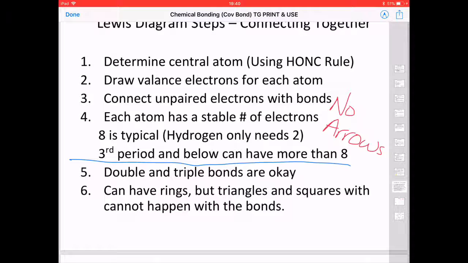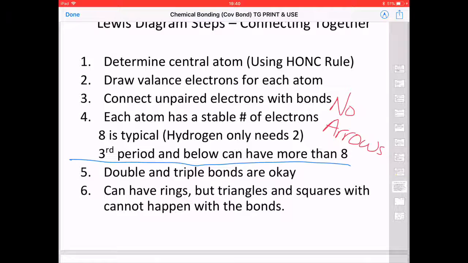Now, there are some exceptions to that 8 rule. We know 8 is the typical stable number. However, hydrogen only needs 2 electrons because it only has 1 energy level, so it's full with 2 electrons. Anything in the third period, or third row, of the periodic table and below is a big enough atom that it can hold more than 8 electrons.